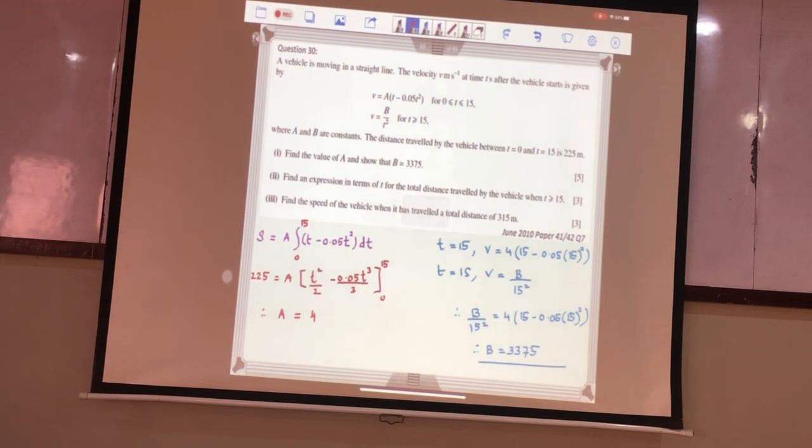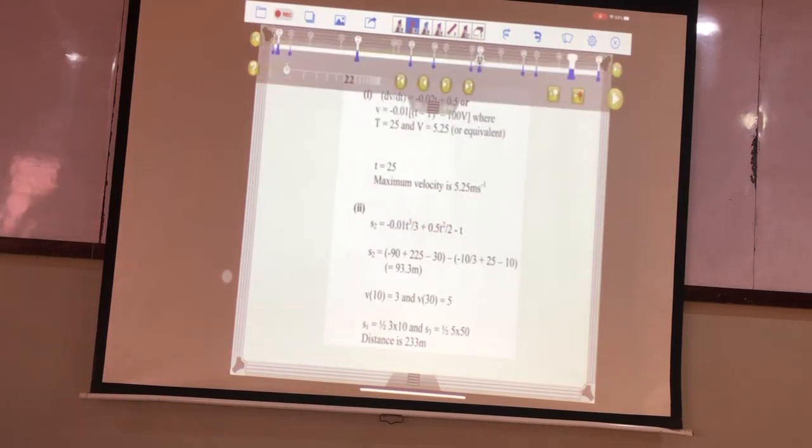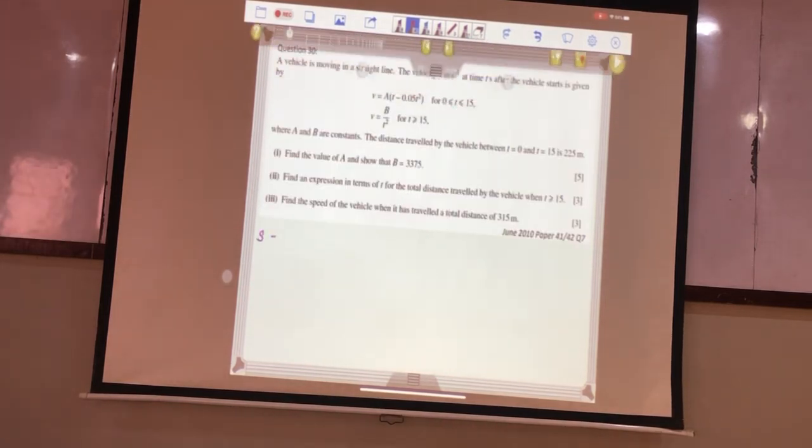Okay, now let's move on. Question number 30. A vehicle moving in a straight line, velocity at time t seconds after the vehicle starts is given by v equals an expression for the first 15 seconds, and v equals another expression for t greater than or equal to 15.